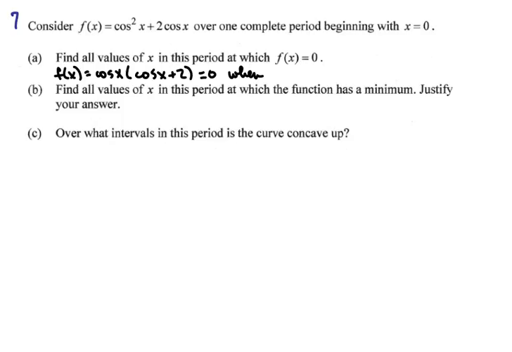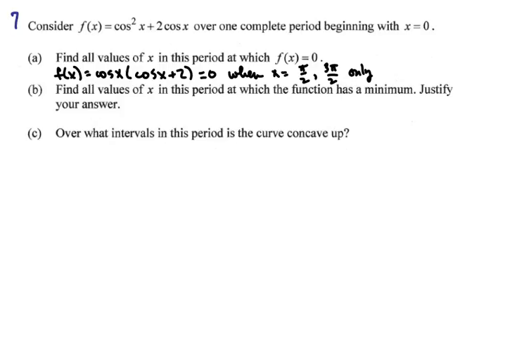And the first one will equal 0 at pi over 2 and 3 pi over 2. Now the second one, cosine of x plus 2, will be 0 whenever cosine of x is equal to negative 2, and that never happens. So those are the only two values at which the original function has a 0 on the first period.